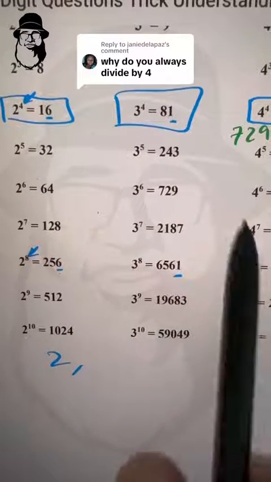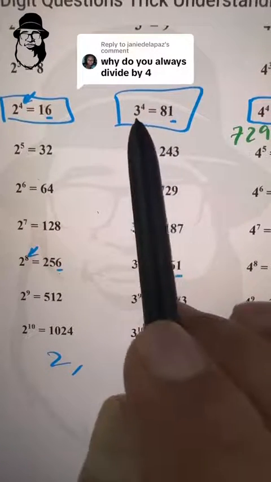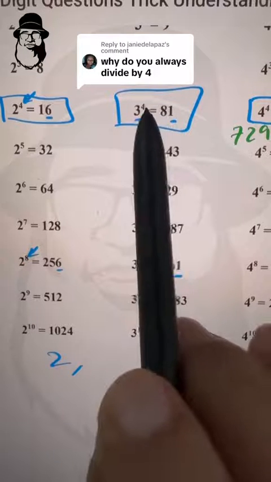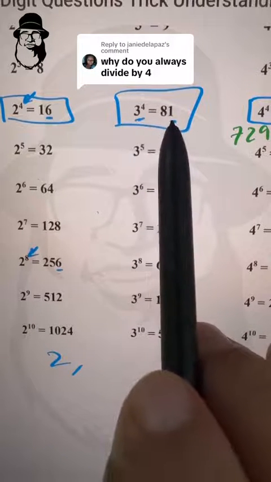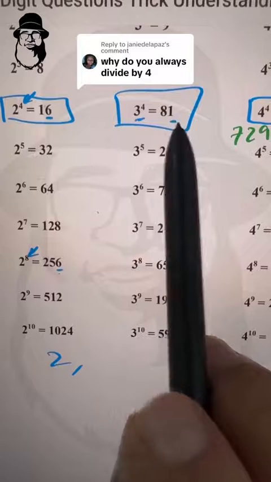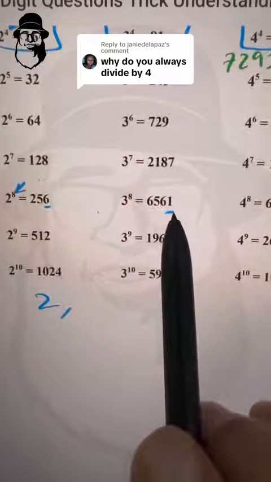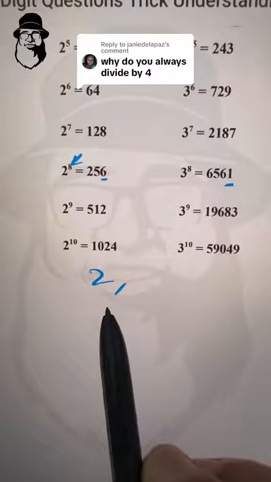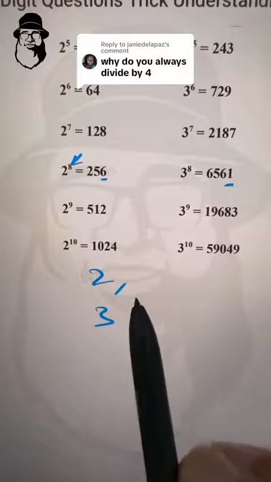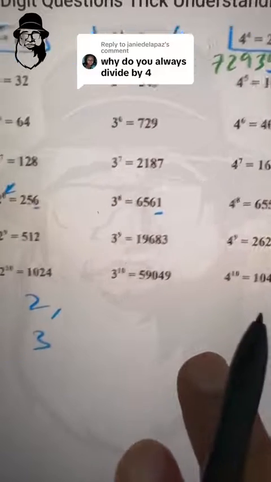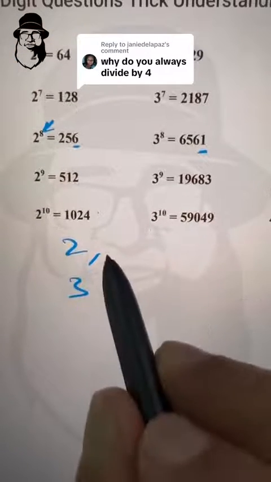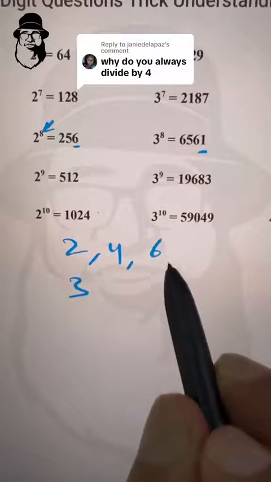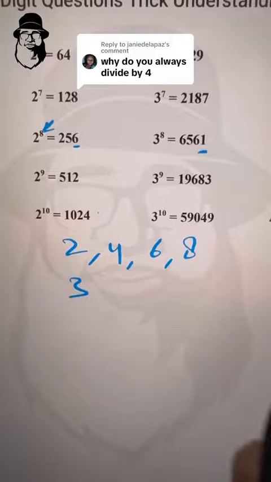Then it's 3, right? The units digit of the number is 3 and the power is divisible by 4. The units digit of the answer will end in 1 here also. And here you can see it's also ending in 1. So let's write 3 in the next group.